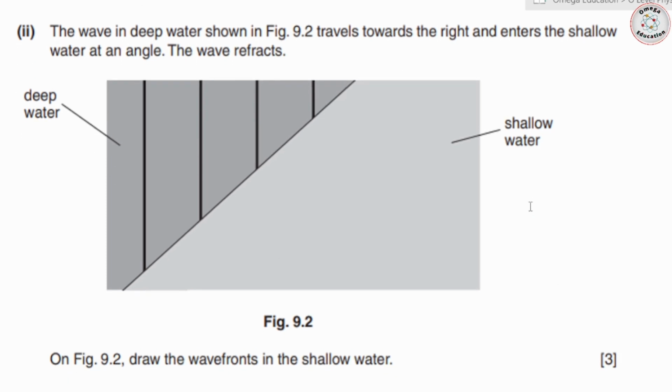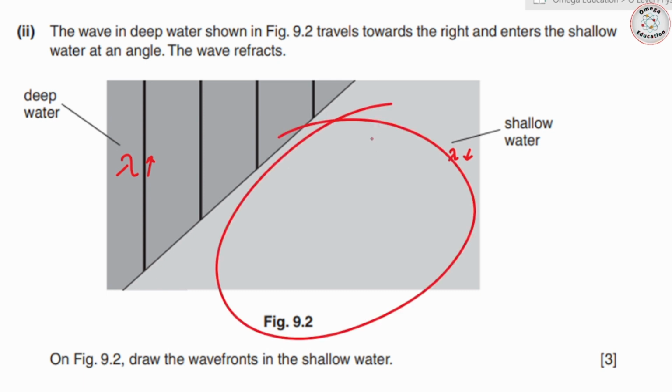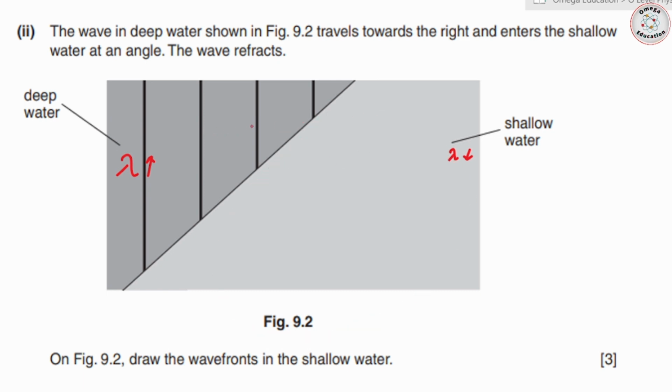Alright, then in the next part, the wave in the deep water shown in figure 9.2 travels towards the right and enters the shallow water. So whatever the wavelength here, in the shallow water the wavelength would be lesser. The wavelength would have been reduced. So how do we represent the wavelength? The wavelength is represented by the wavefronts or the spacing between two consecutive wavefronts. That means on the right side in this portion, the spacing between the wavefronts should be less than this one. If this spacing is 5 centimeter, on the right side the spacing should be less than 5 centimeter.